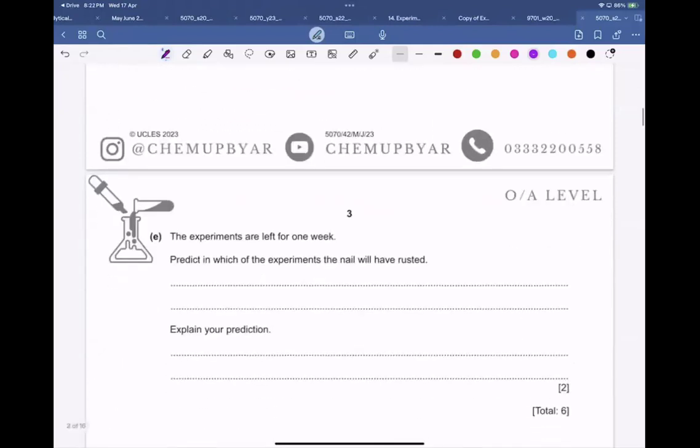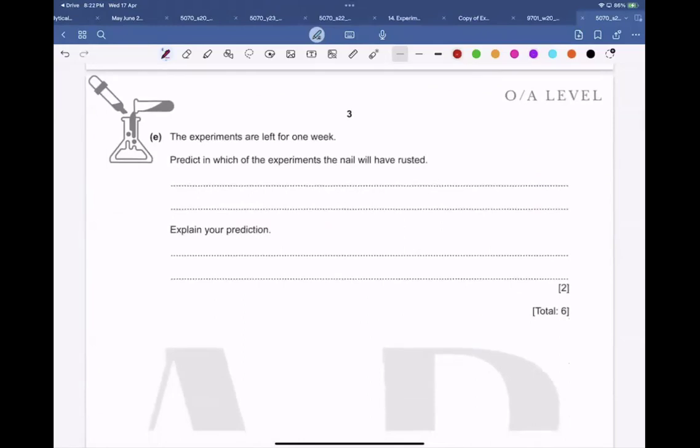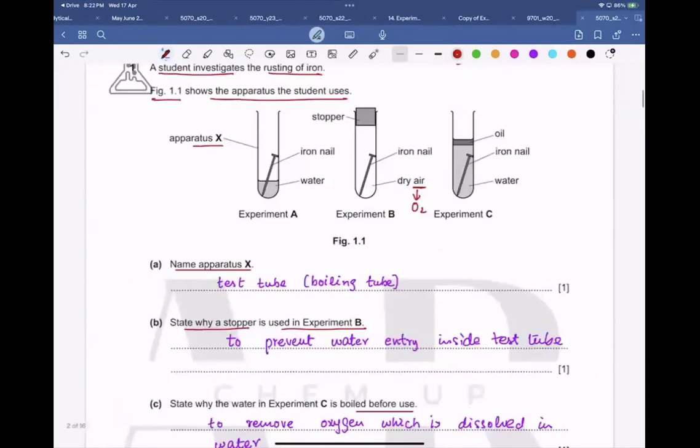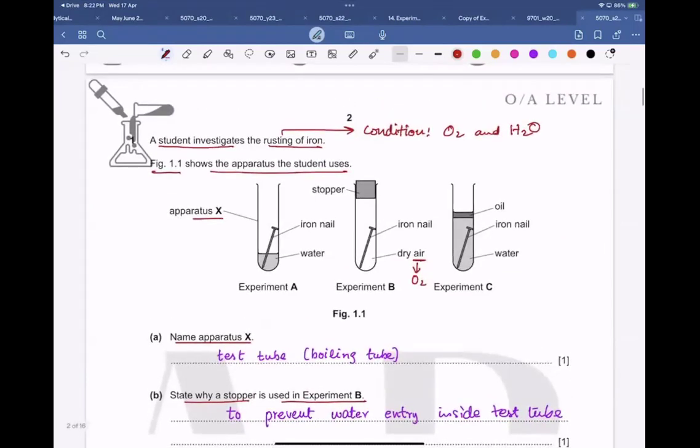Now, next part. The experiments are left for 1 week. Predict in which of the experiments the nail will have rusted. Yes, in experiment A. Very good, because experiment A has an opening over here. Water is there and air is also getting inside, which is providing the oxygen. So both the conditions are there. So in experiment A only rusting happens. In experiment B and experiment C, there would be no rusting.